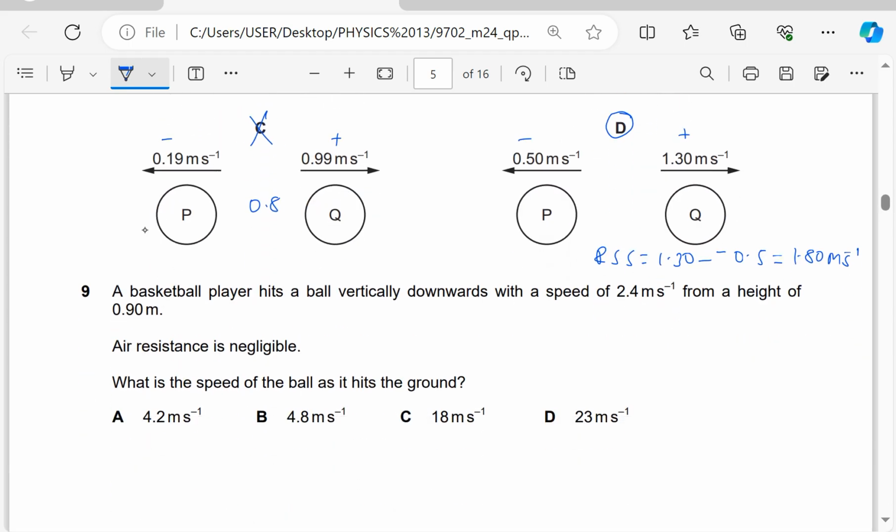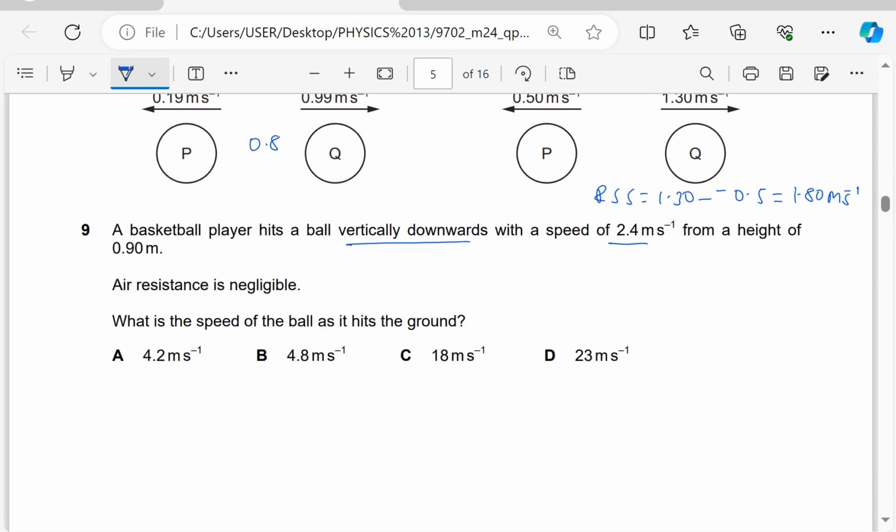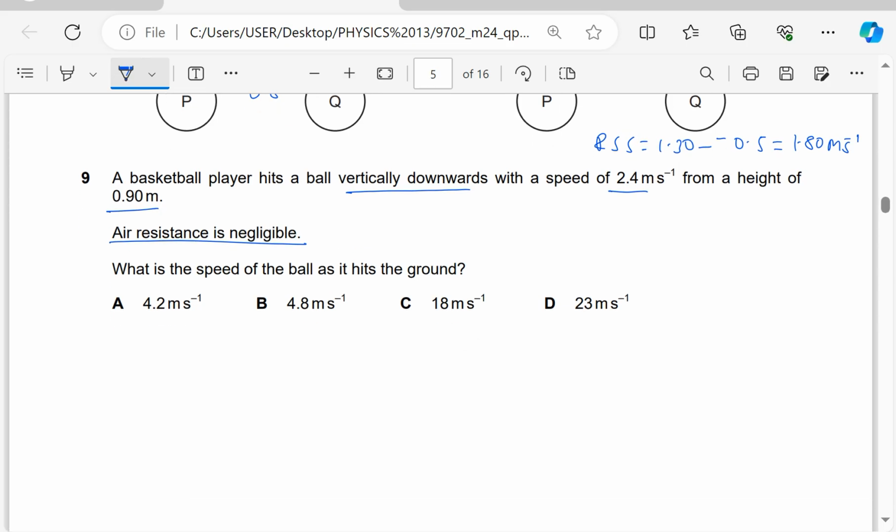A basketball player hits a ball vertically downwards with a speed of 2.4 meters per second from a height of 0.9 meters. Air resistance is negligible, which means equations of motion can apply. What is the speed of the ball as it hits the ground? So since equations of motion can apply, I'll look for the easiest equation such as v squared equals u squared plus 2as. So I want v.